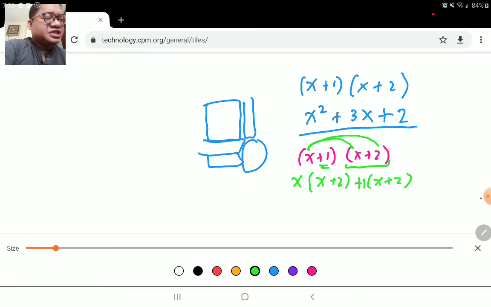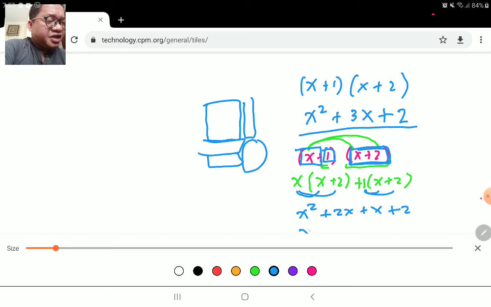So it's actually the same thing. Again, what I did is just this block times this block times this block. So that's what happened. I have x times x now. x times x is x squared. x times 2 is positive 2x. 1 times x is positive x, 1 times 2 is positive 2.